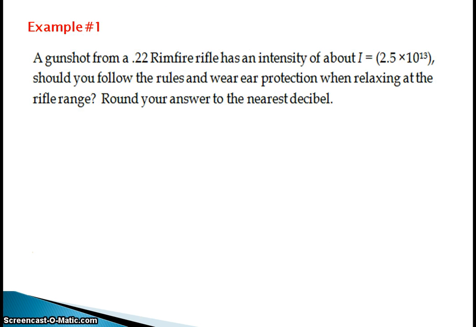Our example for decibel levels of sound is a gunshot from a rimfire rifle, and it has an intensity I of 2.5 times 10 to the 13th power. The question is, should you follow the rules and wear ear protection while you're shooting this rifle at the rifle range? And I want you to round your answer to the nearest decibel. So let's take a look.